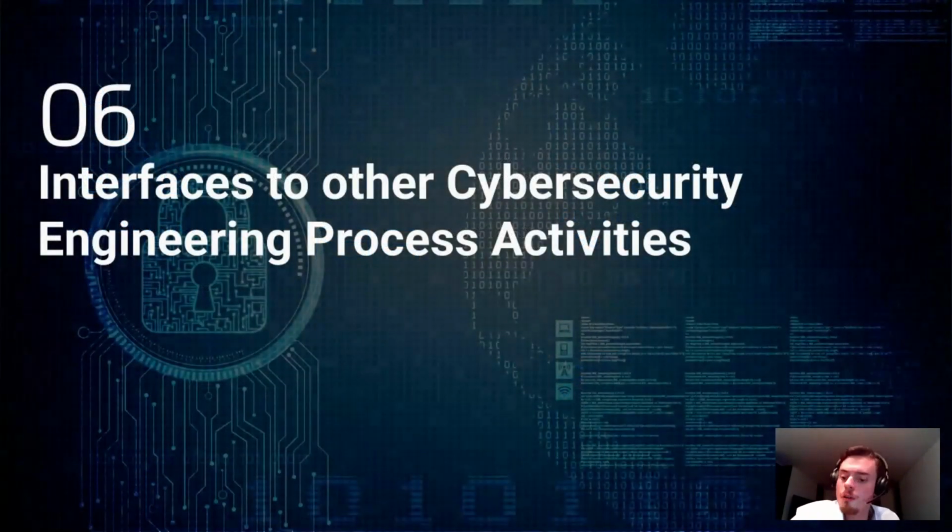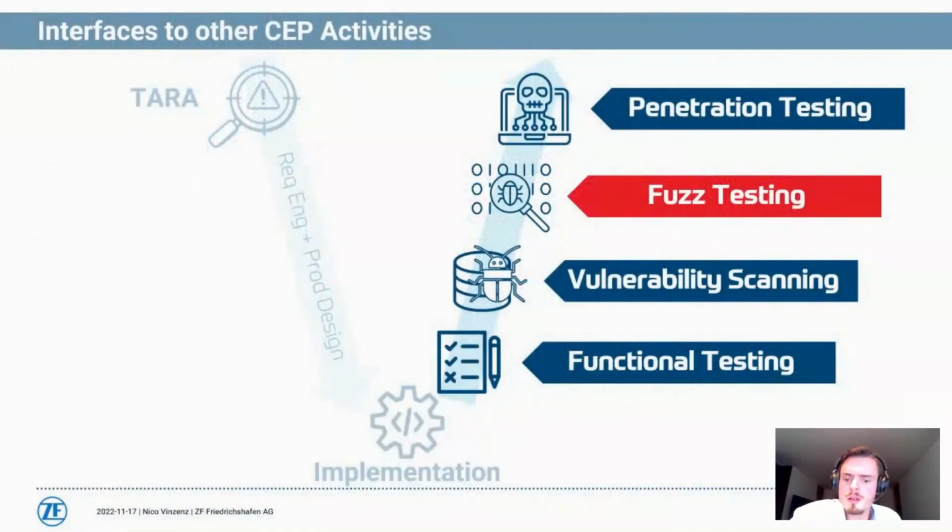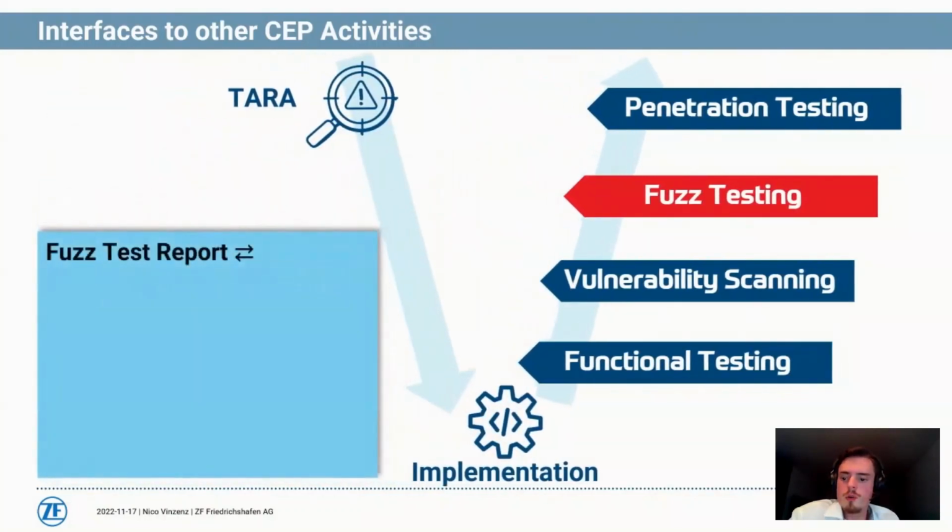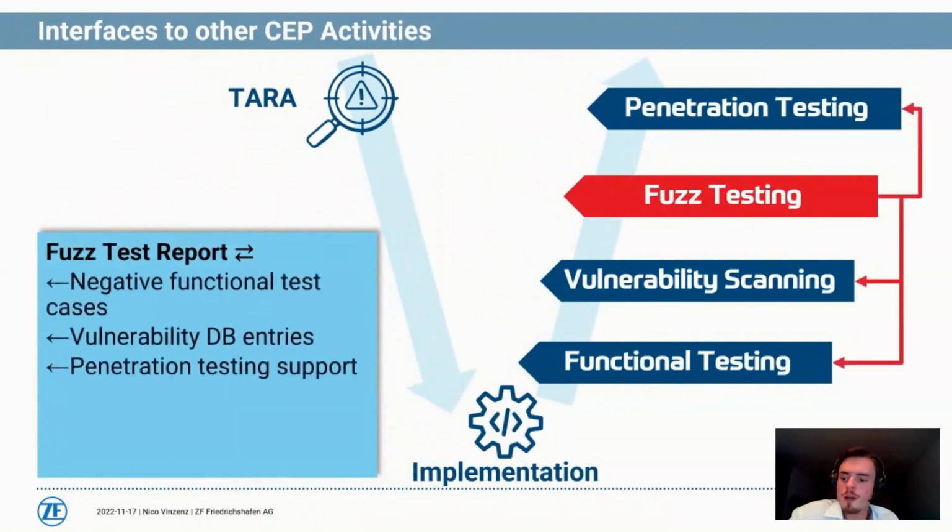And after having all those findings, of course, we want to see how other cybersecurity engineering process activities can now benefit from having such a process established. Taking a look back at our now more complete test strategy, we have the following things we can do. Based on the fuzz test report, we can use the findings for functional tests to generate negative functional test cases.